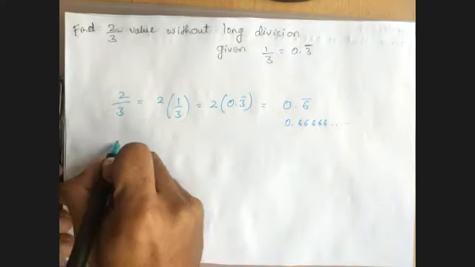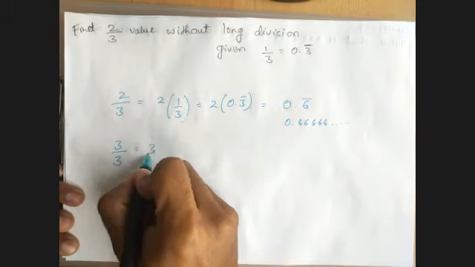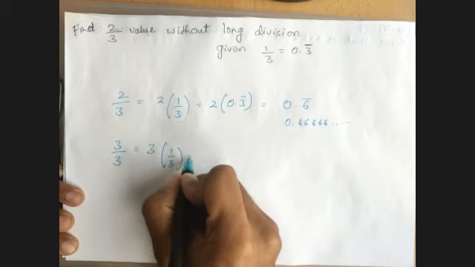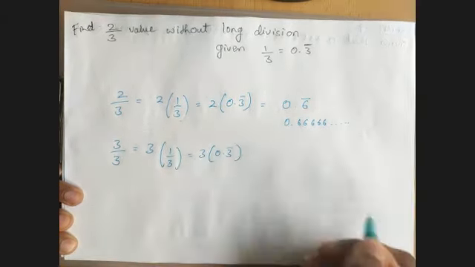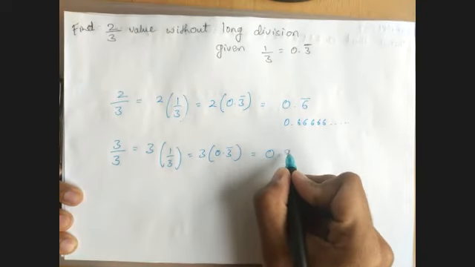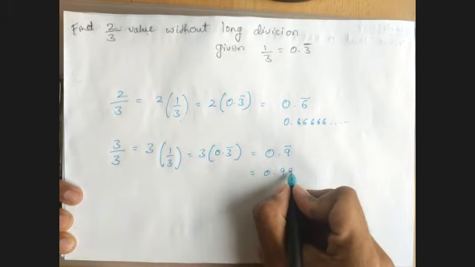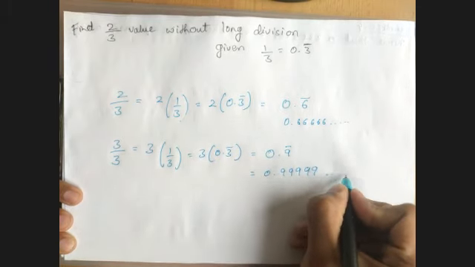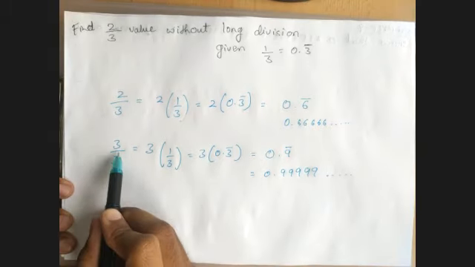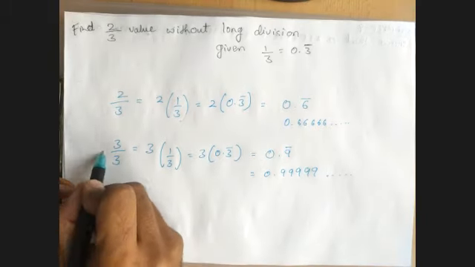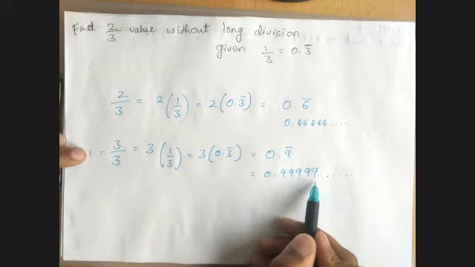So let us multiply it with another one. 3 by 3. How do I do this? 3 into 1 by 3. That is equal to 3 into 0.3. That is 0.9 recurring. That is 0.99999 goes on. Sir, what is this, sir? I know that 3 by 3 is 1. But I am getting 0.9999. This is not equal to this.